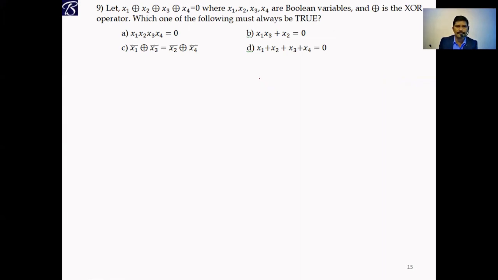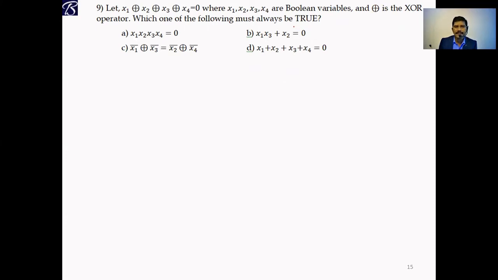Now observe this one. Let x1, x2, x3, x4 all be combined with the XOR operation and equal 0, where x1, x2, x3, x4 are Boolean variables, and this plus circle is the XOR operator. Which one of the following must always be true?